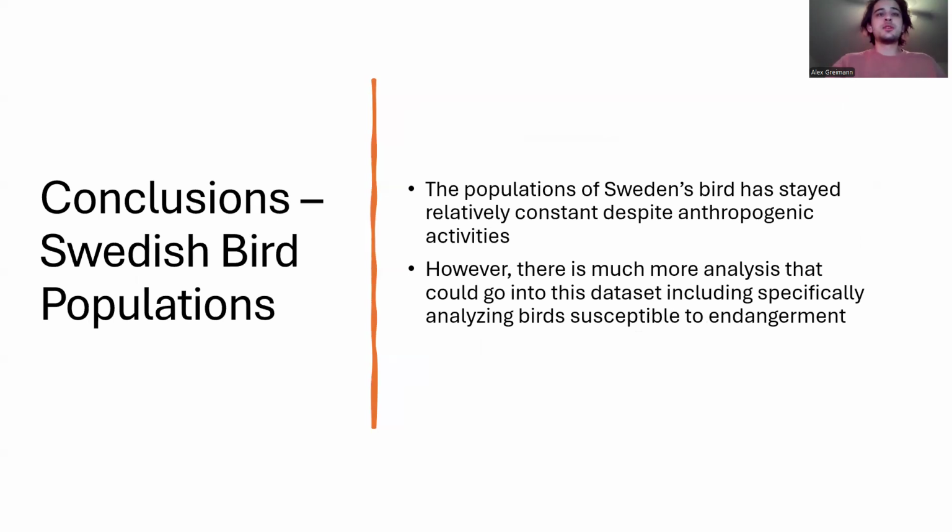Conclusions we can draw from the Swedish bird populations. The populations of Sweden's birds have stayed relatively constant despite anthropogenic activities. We did see changes suggesting it wasn't perfectly stable. However, there's much more analysis that could go into this data set. If I had more time, I would love to put into it. Specifically analyzing birds more susceptible to endangerment.